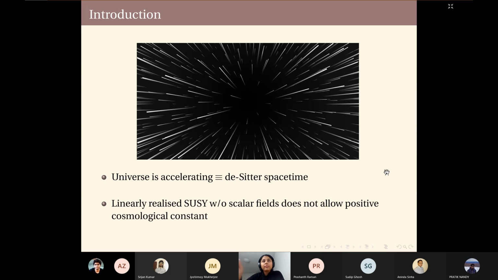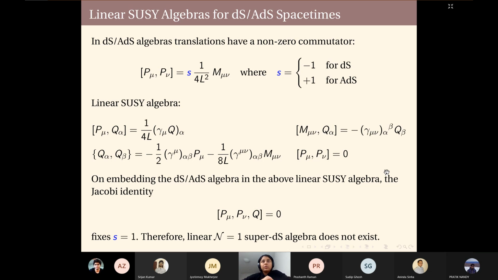So this is something that I can explain a little more explicitly using the algebras. Generically, for the de Sitter or anti-de Sitter algebras, the main algebraic relation that we need to know is the commutator between the translation generators. The translation generators don't commute, but they have this non-zero Lorentz generator sitting here. And there's this constant S whose value depends on whether the solution is de Sitter or anti-de Sitter. So it's -1 for dS and +1 for AdS.